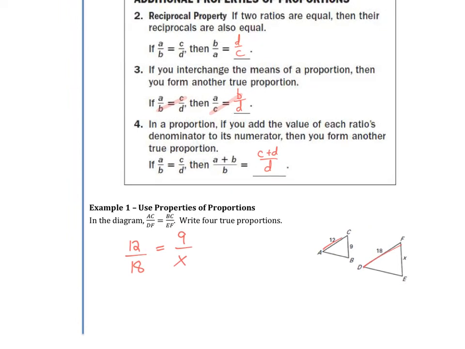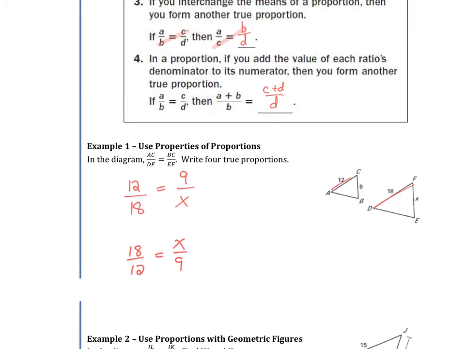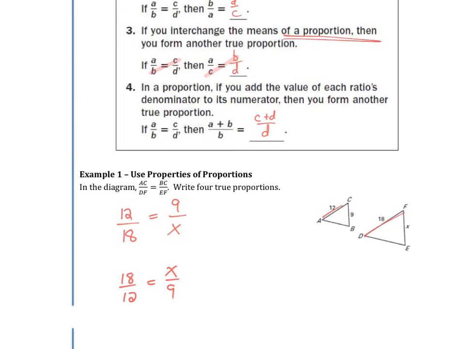The second one would be if you do the reciprocal property. So that'll be if you flip them. So we would do 18 over 12 is equal to X over 9. Number 3 is interchanging the means. So we interchange the means, which in this case are 18 and 9. So we will get 12 over 9 is equal to 18 over X. That will be number 3, interchanging the means.